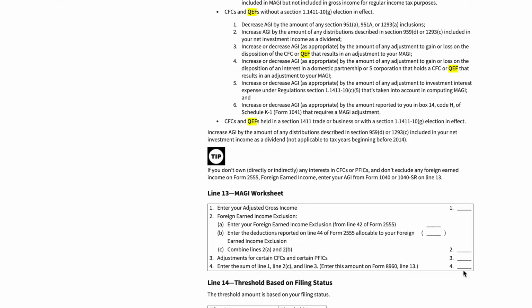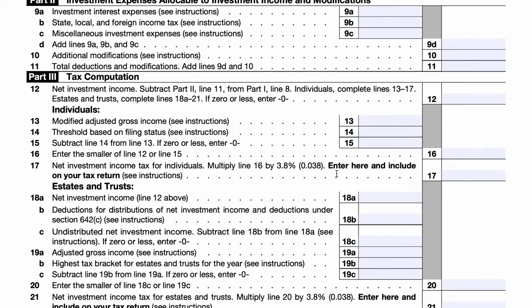Adjustments for certain CFCs and PFICs. And then again, the threshold based on your tax filing status. Depending on your status, your tax filing software should automatically populate line 14. You're going to subtract line 14 from line 13. If it's 0 or less, you enter 0, and then you'll enter the smaller of line 12 or line 15. So if line 15 is 0, then you're going to enter 0 into line 16, multiply that 0 by 3.8%, and you'll include that additional tax of 0, both here and then on your tax return.